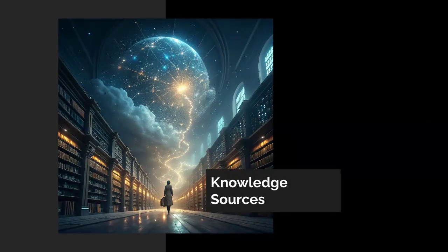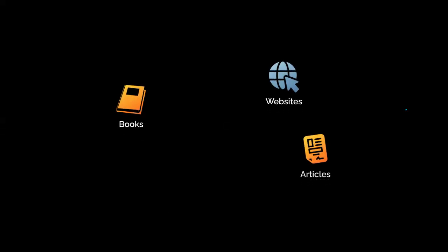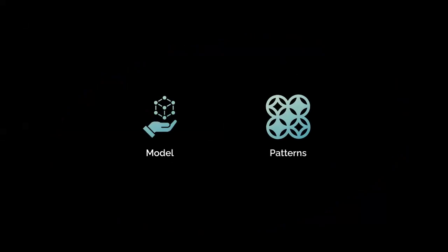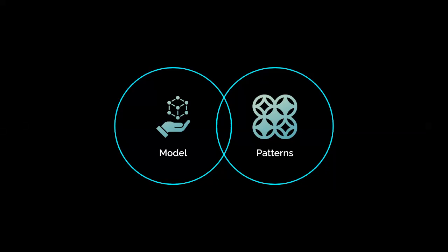Where does all this knowledge come from in the first place? The model learns from a huge training data set. Books, websites, articles, code, and licensed sources, all mixed together. The model doesn't store exact copies. Instead, it internalizes patterns from everything it's read.